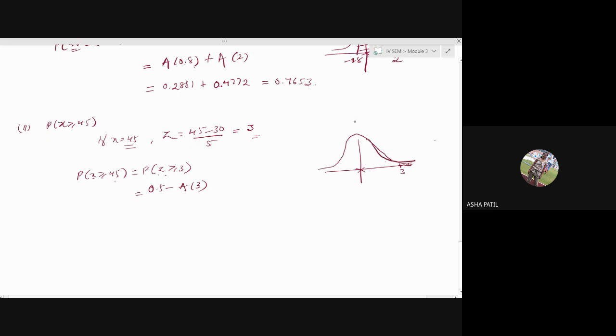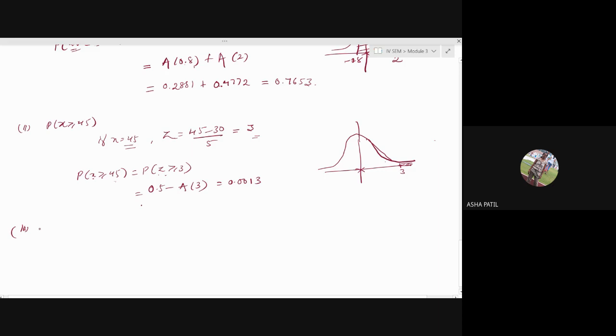Next one, what is it? The total answer is 0.0013.